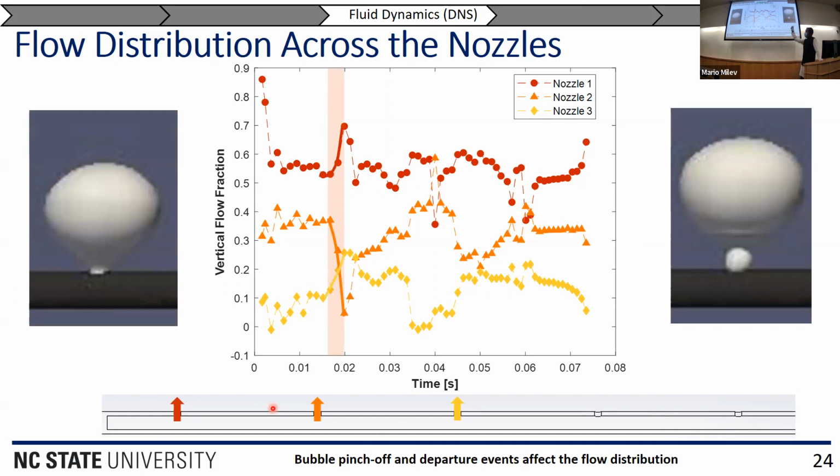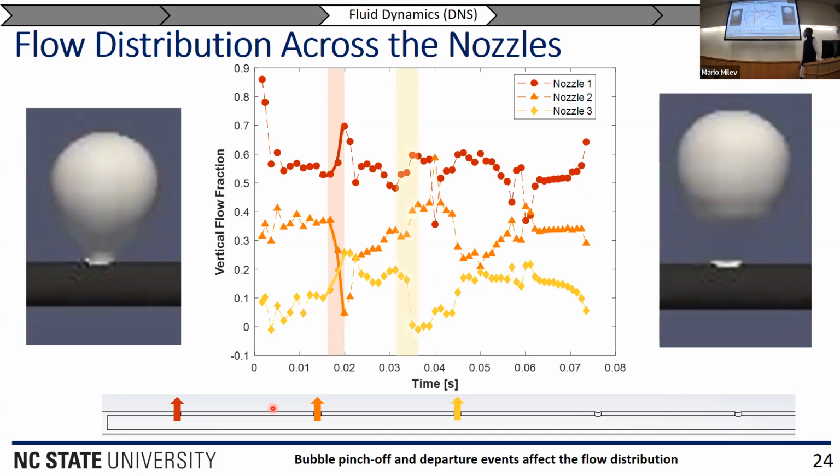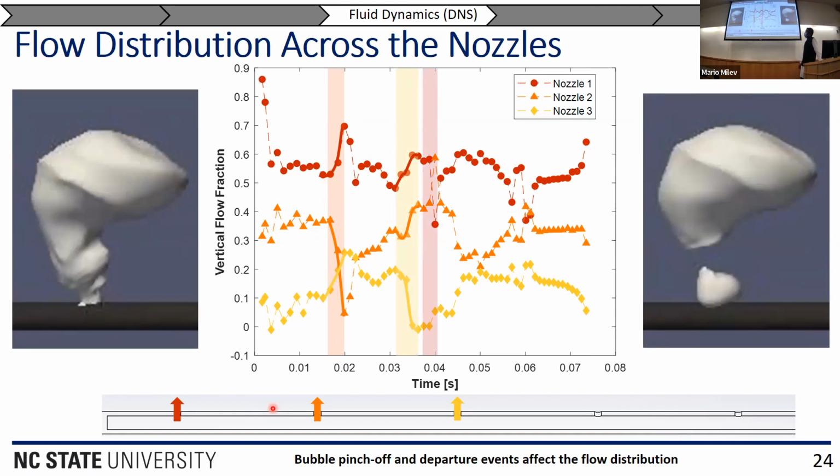If you zoom in, you can see that there's a departure event that occurs, a pinch-off event. Once again, over here, we can see a departure event where there's an instantaneous drop at the third nozzle and then a rise at the other two, and sure enough, we see that in the data. Then at the first nozzle, we can see a departure event where there's an instantaneous drop in the flow fraction and a rise in the flow fraction of the other two nozzles. There are several other departure and pinch-off events that I've highlighted there.